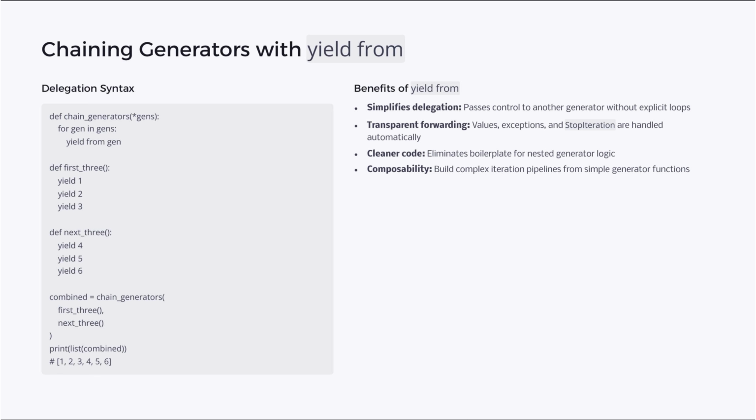Chaining generators with yield from simplifies delegation by passing control to another generator seamlessly. This syntax transparently forwards values, exceptions, and handles StopIteration automatically, resulting in cleaner code. It enhances composability, allowing the construction of complex iteration pipelines from simple generator functions, eliminating the need for explicit loops.